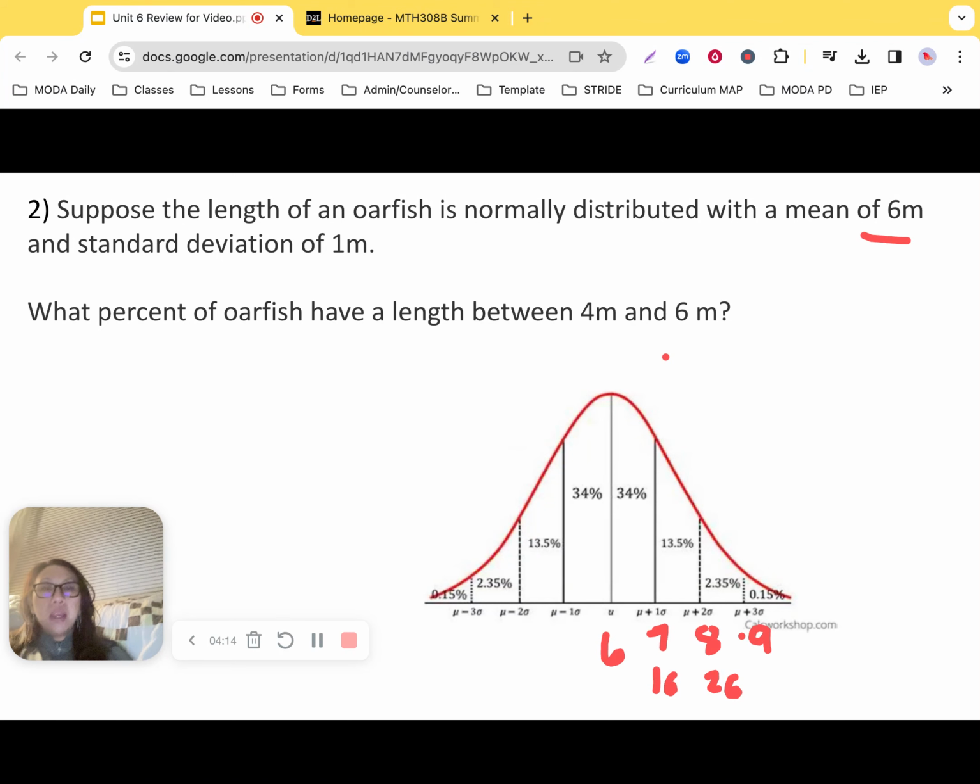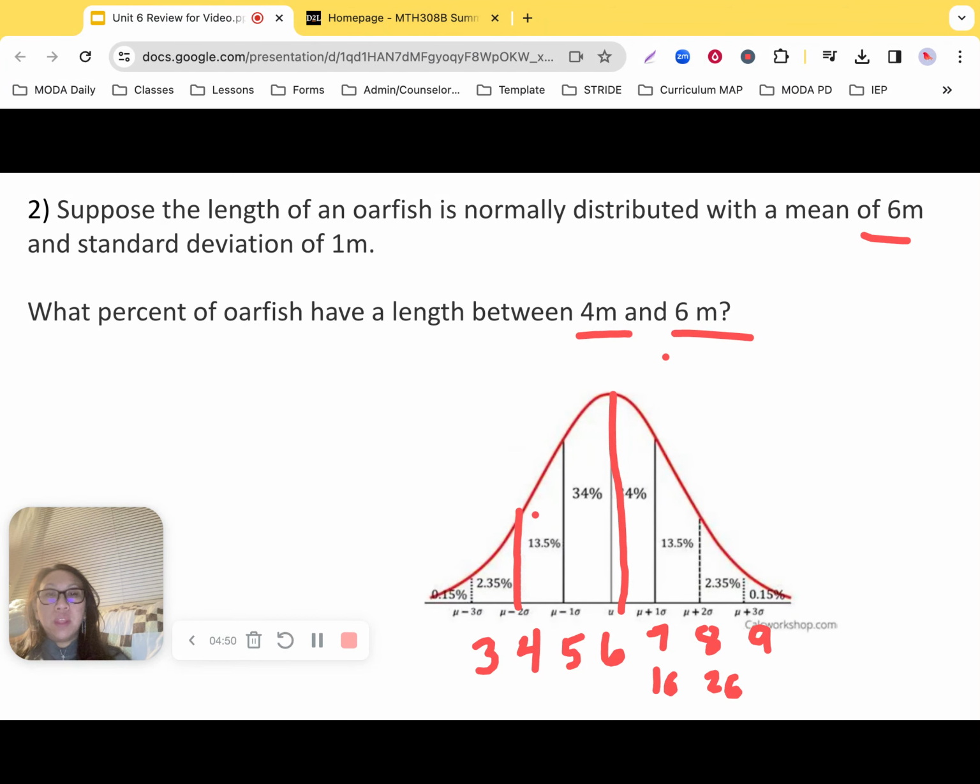That would be 3 standard deviations above your mean. Below the mean, you subtract 1 from the mean, so that would be 5, subtract 2 for 2 standard deviations, so that would be 4, and then this would be 3. Now we're looking for the percent of oarfish between 4 meters and 6 meters, so we're looking at this particular area from 4 to 6. That is our focus.